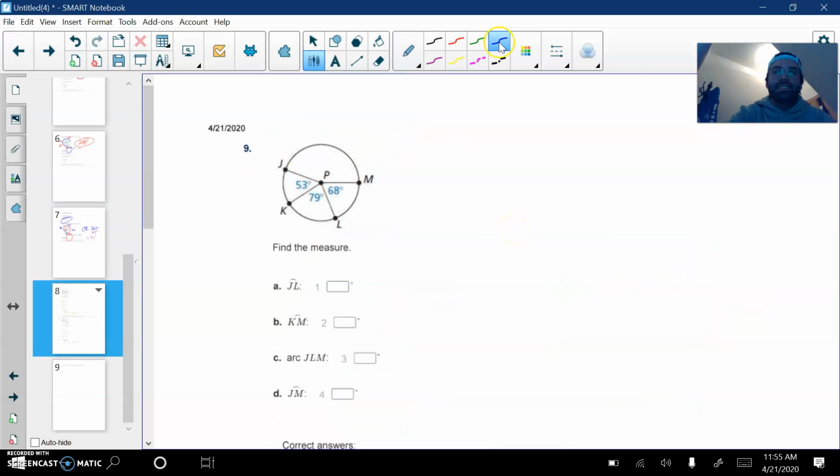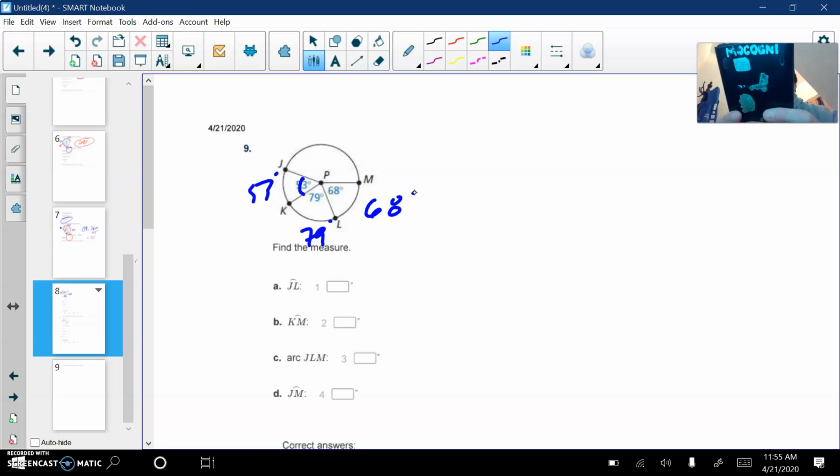Find the measure of each. Okay, so we got to be careful. First of all, since this angle here is 53, this has to be 53, this has to be 79, and this has to be 68. To find the measure of arc JM, I'm going to do 360 minus 53 minus 79 minus 68 to get this to be 160. Okay, so the first question asks me to find JL.